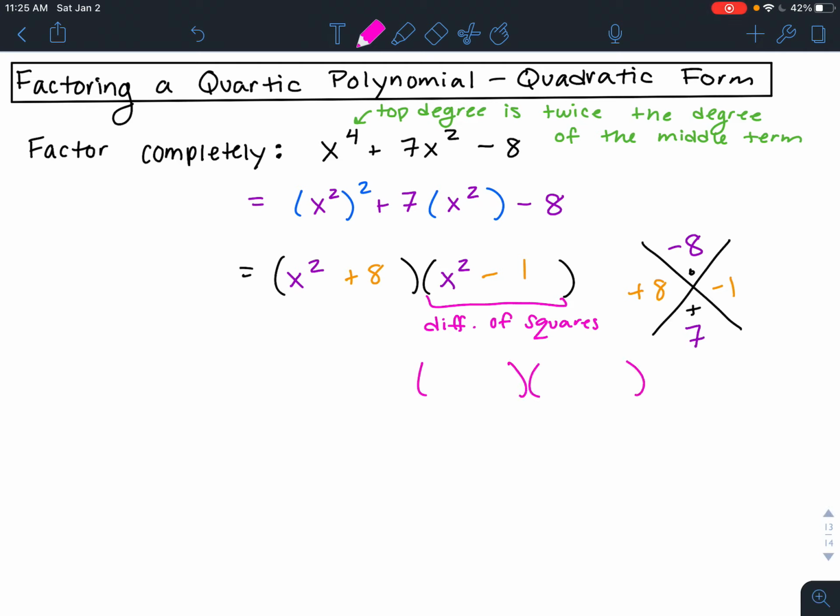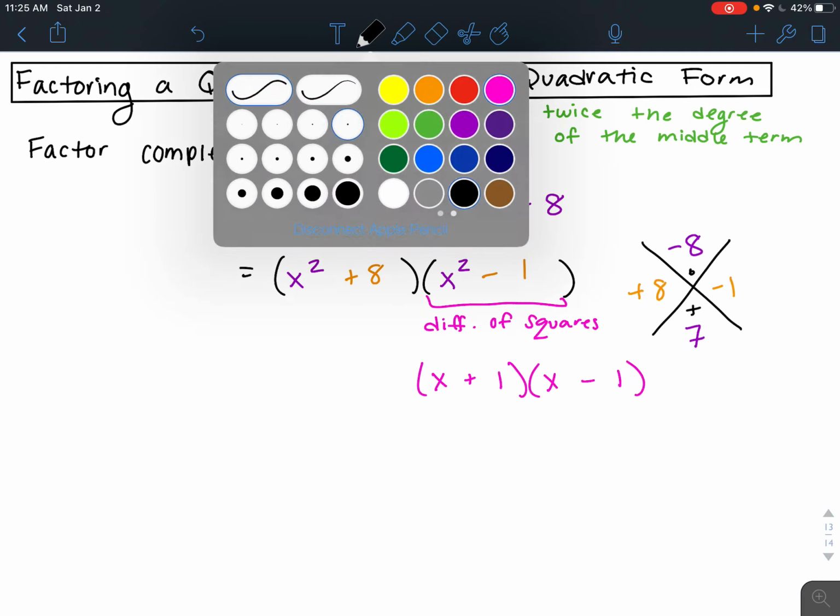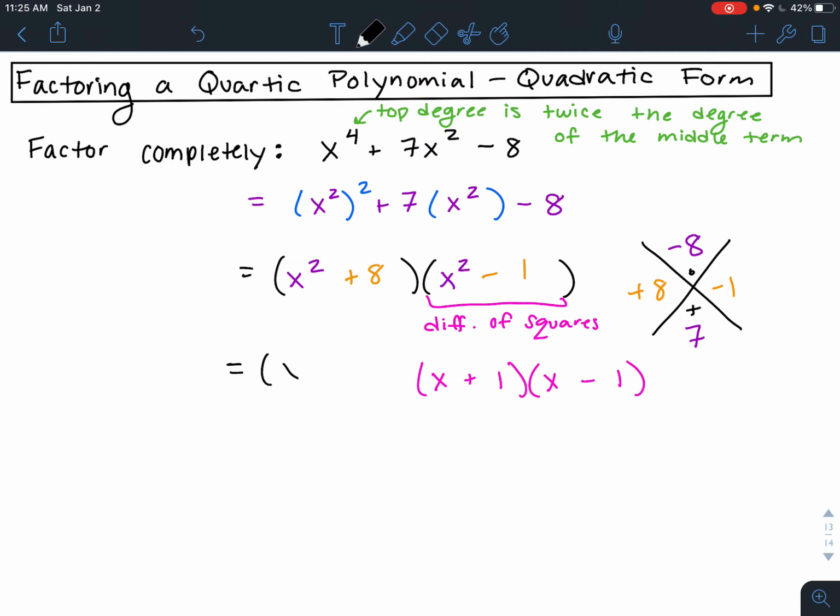So I'm going to break that down into two groups. The square root of x squared is just x, and the square root of 1 is 1. And then I'm going to put my opposite signs in the middle so they cancel out. And then x squared plus 8 is not a special factoring form because 8 is not a perfect square and they're being added, so it wouldn't be difference of squares. So we're just going to bring that group down. So this is our overall complete factoring.